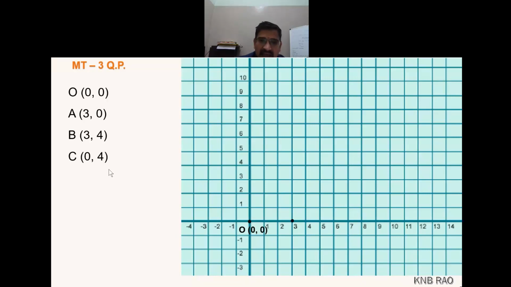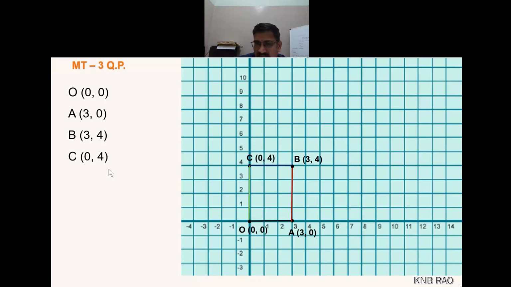(3, 4) lies in the first quadrant. (0, 4), abscissa is 0, so it lies on the Y axis. And C (0, 4) after plotting on the Y axis, and you watch now. Here, you can see that it is a rectangle after joining OA, AB, BC, and OC. It's a rectangle. Why is it a rectangle?